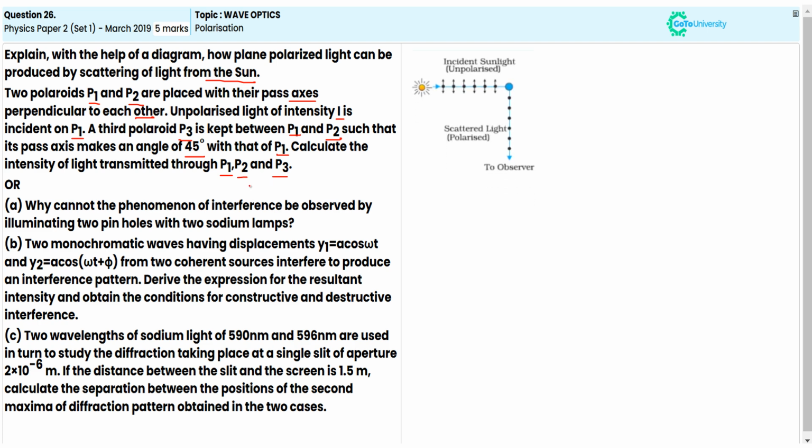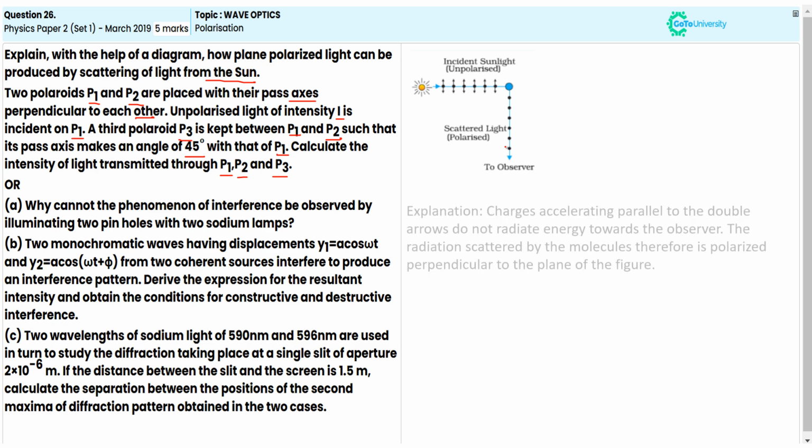The diagram looks like this. Here the sun's rays fall in this direction. This is the incident light, unpolarized. When this sunlight falls on any water droplet, the scattered light is polarized for the observer in the perpendicular direction. Okay, we'll see the explanation part here.